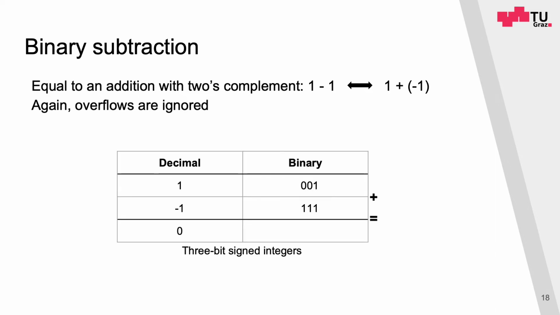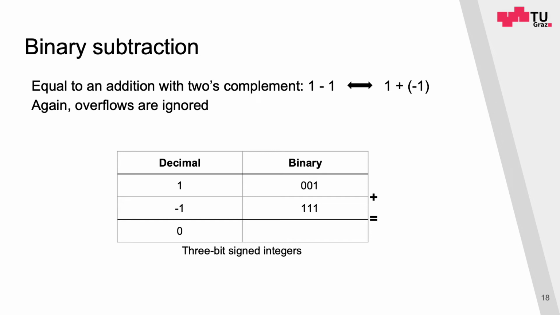So if we have, for example, the decimal number 1 and the decimal number minus 1, we calculate their binary representations. So the binary representation of 1 is 0 0 1, assuming that we have 3 bits available, and the binary representation of minus 1, again assuming that we have 3 bits available, is 1 1 1, as we have calculated previously. And the result of this subtraction, or of this addition, better said, so the result of 1 plus minus 1 is 0.